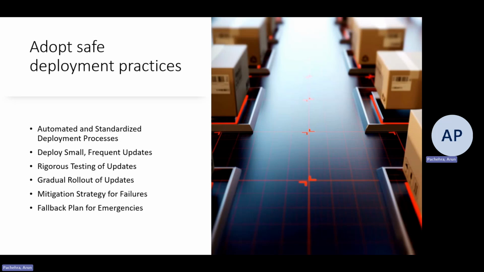Then deploy small, frequent updates. Make smaller updates to your software more often rather than big changes less frequently. Smaller updates are easier to check and less likely to cause a big problem for customers. It's like fixing a small part of a machine regularly instead of waiting for the whole machine to break down. Use feature flags to roll out new features in small increments. You can enable features for a subset of users to test and validate before full rollout, reducing the risk of major issues.